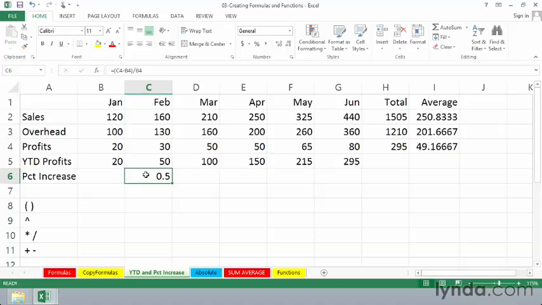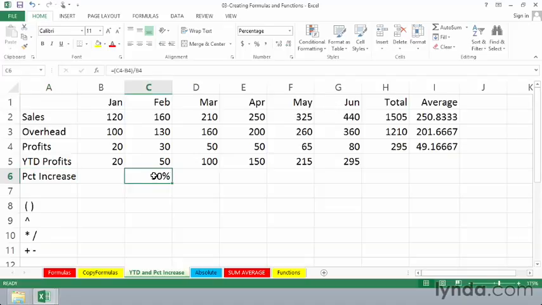And if we do want to display this as a percent, we'll use on the Home tab in the number group, the percent symbol right here. And that's probably the way most of us would want to display this. Now, the label says percent increase, which wouldn't be quite correct because maybe some of these are going to decrease. So you might consider changing that, for example, to percent change or profit change, something like that, percent profit change.